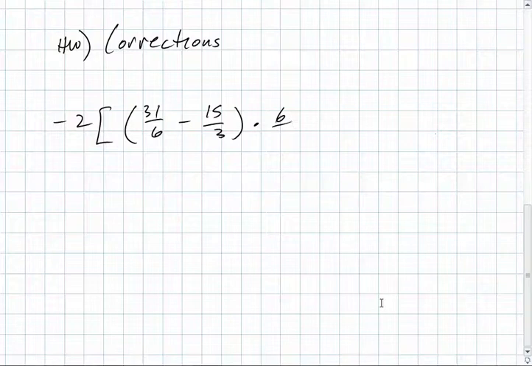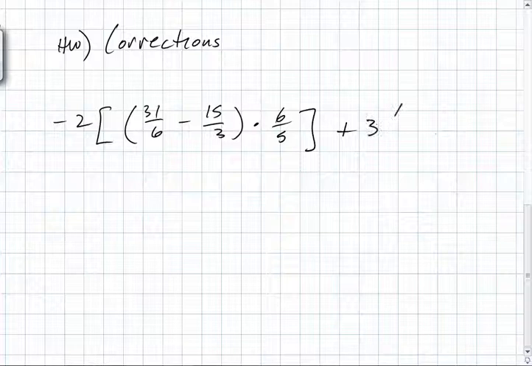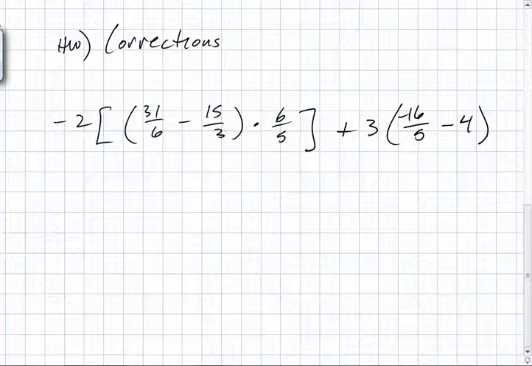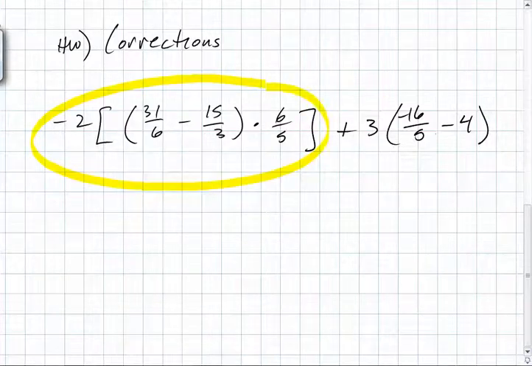We have this right here times 6 over 5. And there's another whole expression over here, 3 times negative 16 over 5 minus 4. There are two different expressions. There's this one right here, and there's this one right here. You work on each, and then you add them together.